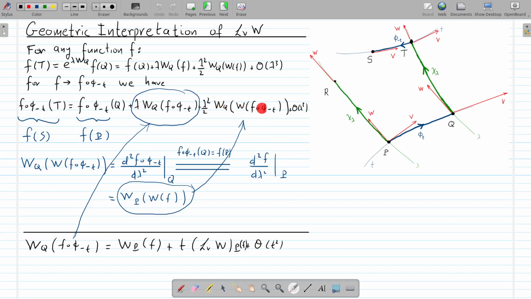Finally, this term here is obtained this way. We compute the action of W on this function, and then with W of q, this is nothing but the second derivative of this function at the point q. But this function at the point q, for every value of t, is equal to f of p. So this derivative here is nothing but the second derivative of f with respect to lambda at the point P.